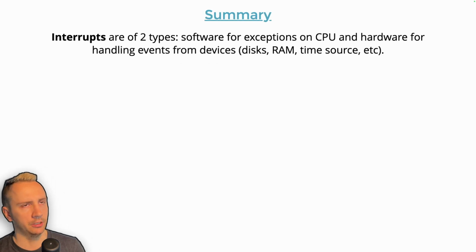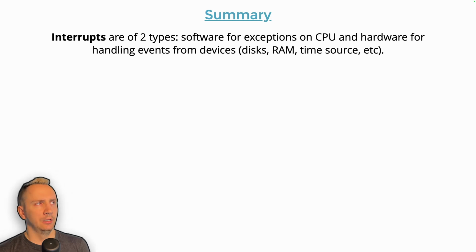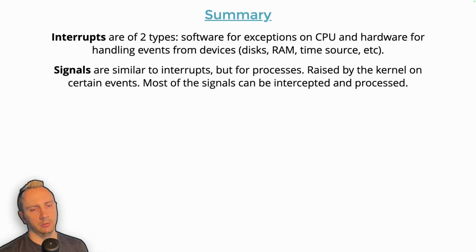Let's summarize what we have learned today. Firstly, interrupts can be of two types: software, for exceptions on the CPU, and hardware, for handling events from devices, like disks, RAM, time sources, and so on. Signals are similar to interrupts, but for processes. They are raised by the kernel on certain events, or they can be raised by the processes on their own and be sent to other processes.